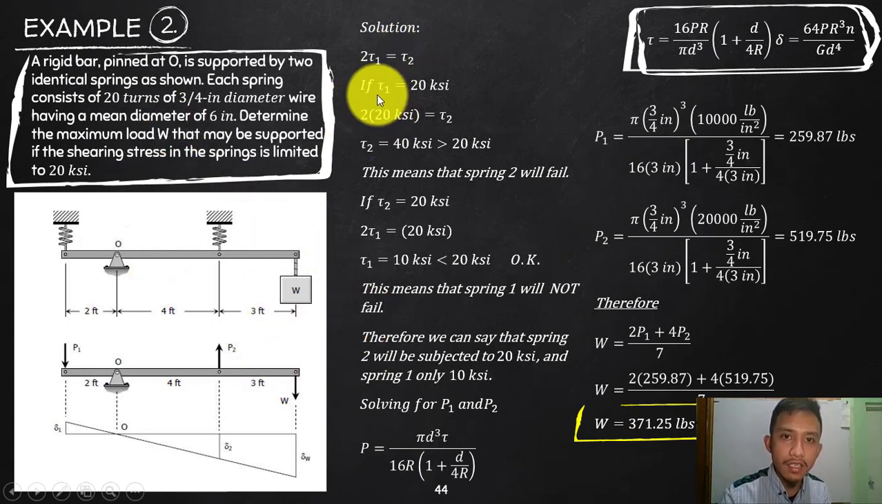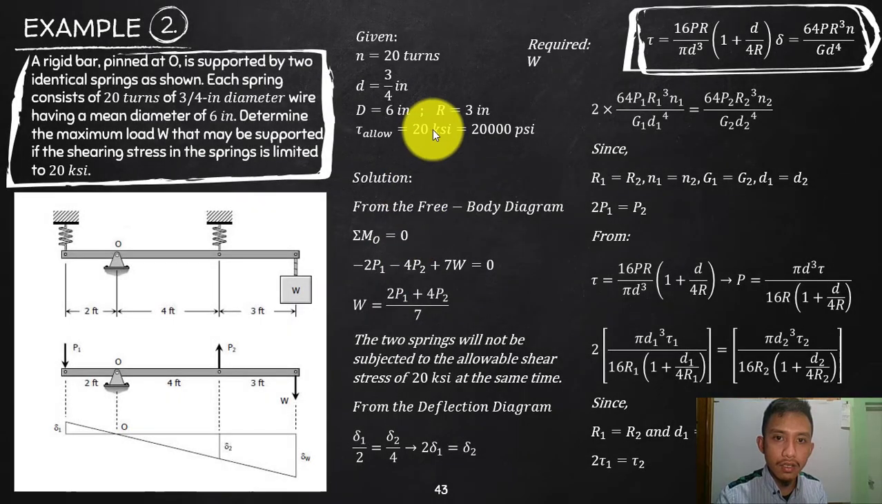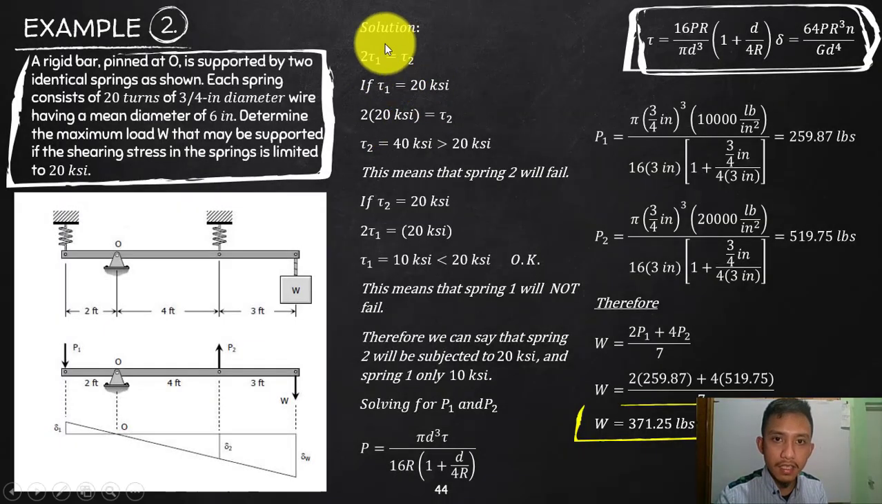But in case you cannot figure that out yet by means of observation, you can try. Let's say I say tau 1 is 20. Let's solve for tau 2. Tau 2 is twice, so 40, which is already exceeding your 20 KSI. So that is not the case. Therefore, I will put the 20 KSI to your tau 2. Therefore, solving for tau 1, divided by 2, that will be 10, which is correct. While your second spring reaches the 20 KSI, your first spring is still 10 KSI. So the second spring is the first one to fail. This means that spring 1 will not fail prior to spring 2.